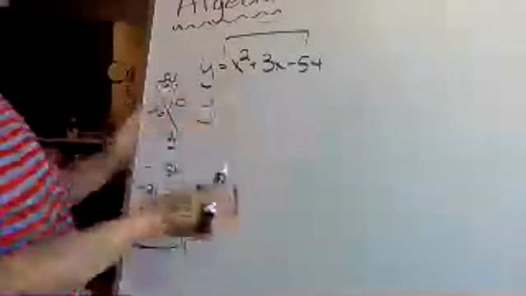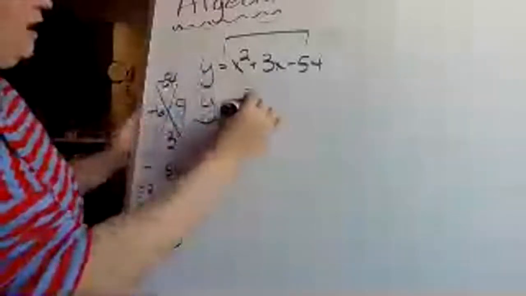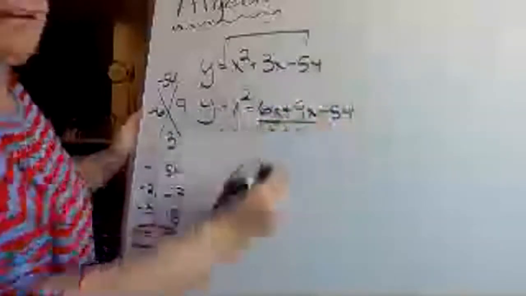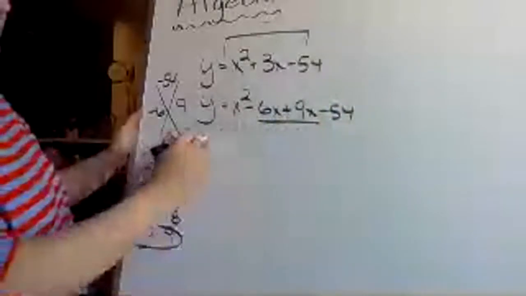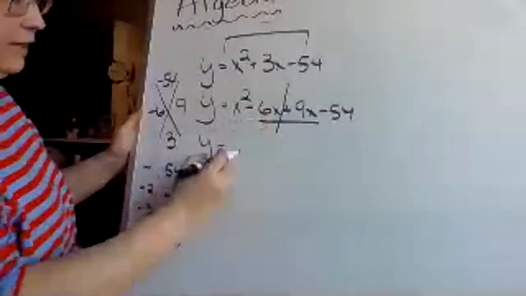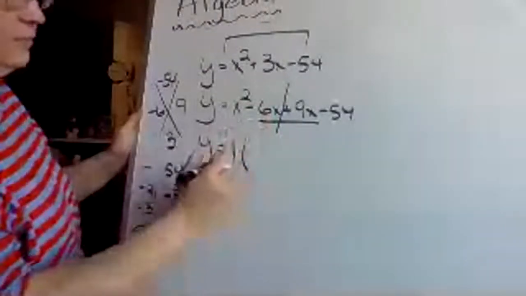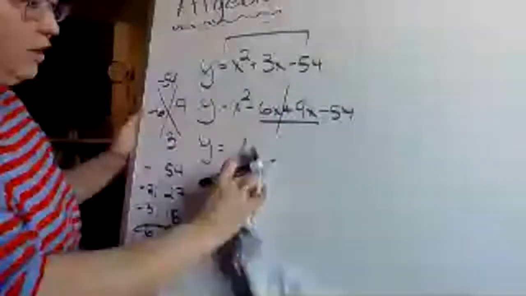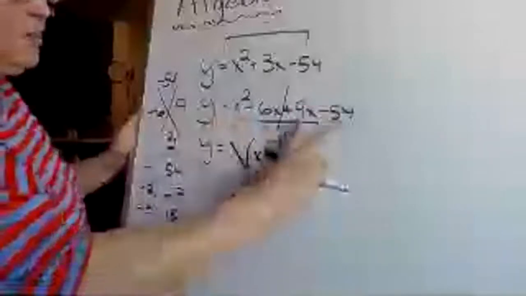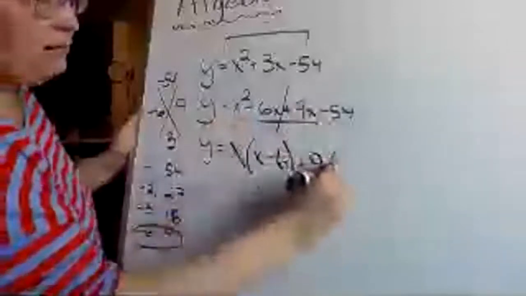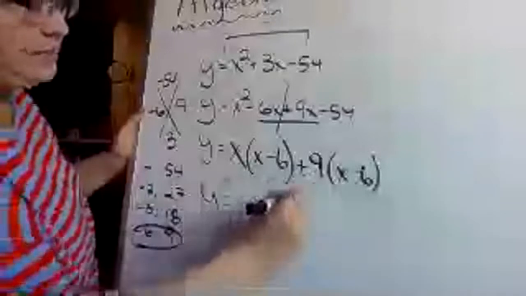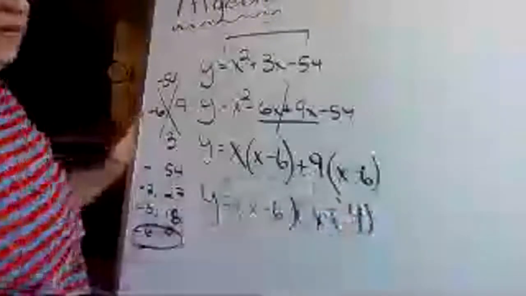Does it matter which order? No. Okay, so all I've done now is replace those. What is the only thing these two have in common? The only thing they have in common is X. What do these two have in common? They have a 9 in common. So I get X minus 6 and X plus 9.